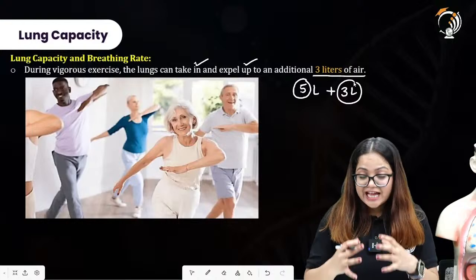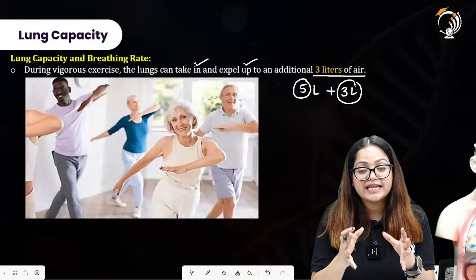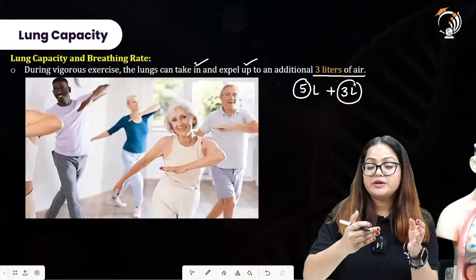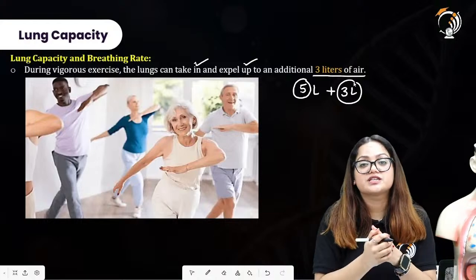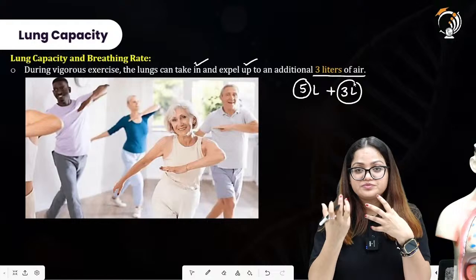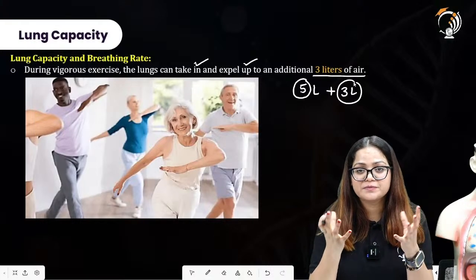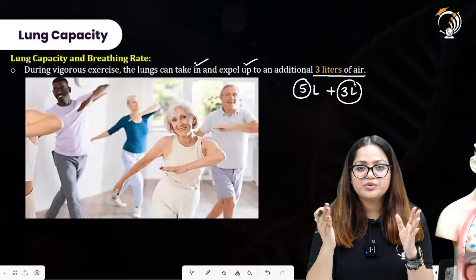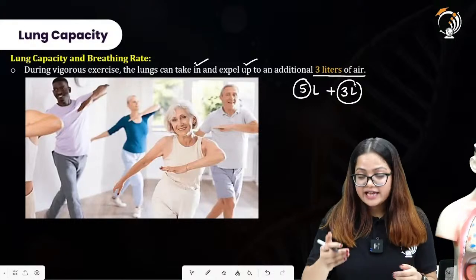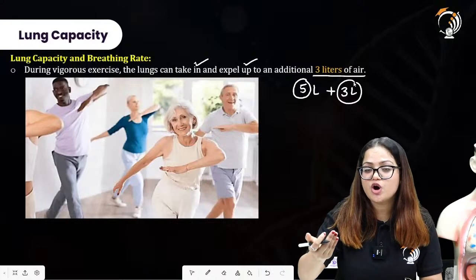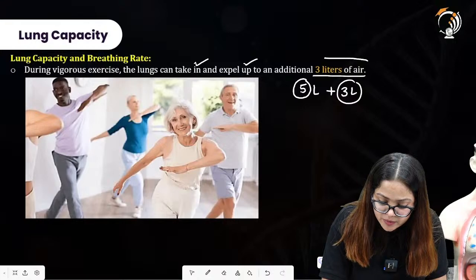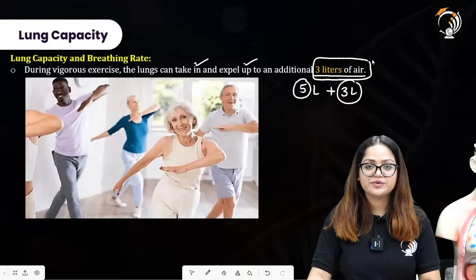Understood? So as activity inside our body increases, the ATP demand also increases. As the ATP demand increases, the oxygen demand also increases. As the oxygen demand increases, our intake and exhalation rate, which is about 12 times per minute, actually increases. And as it increases, the volume of air entering our lungs also increases. What is that volume? It is 3 liters of air. Understood?